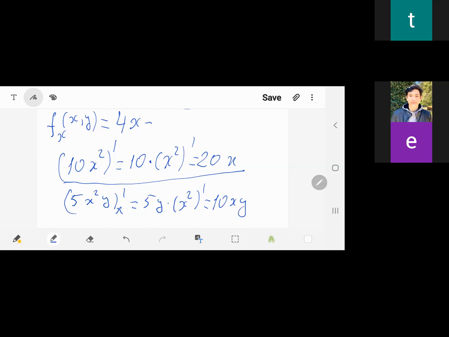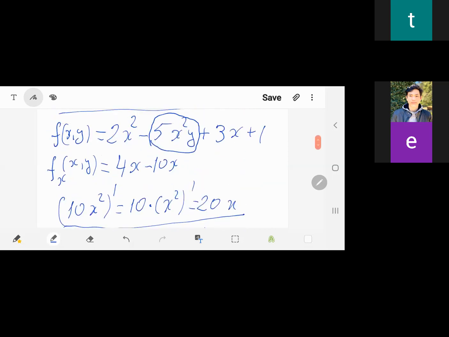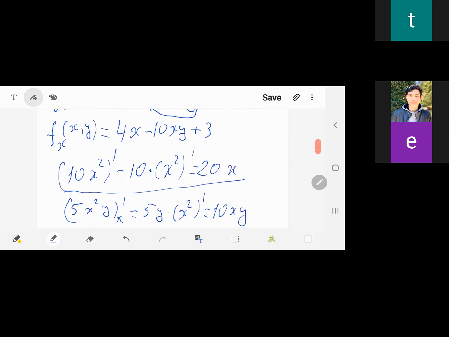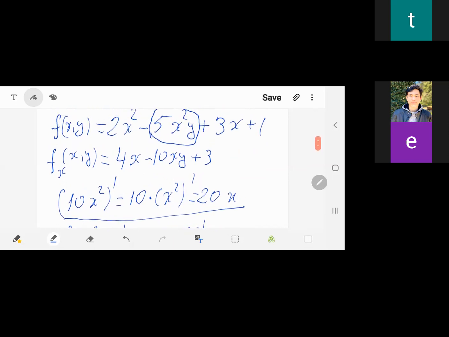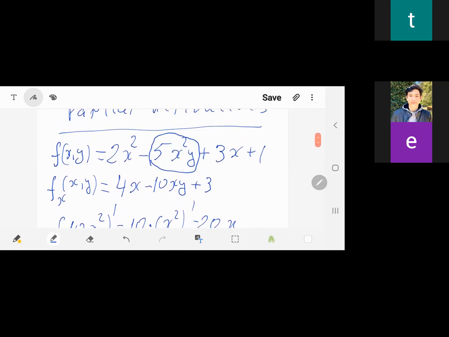Any questions? No question. Okay, very good. So here we have minus 10 times xy. Plus 3. Derivative of 3x respect x, it's 3. And what is derivative of 1? Zero. Absolutely, it's 0, because it's constant. So this is our final answer.